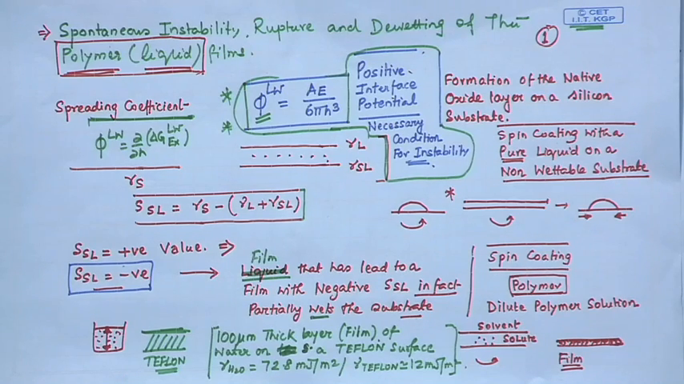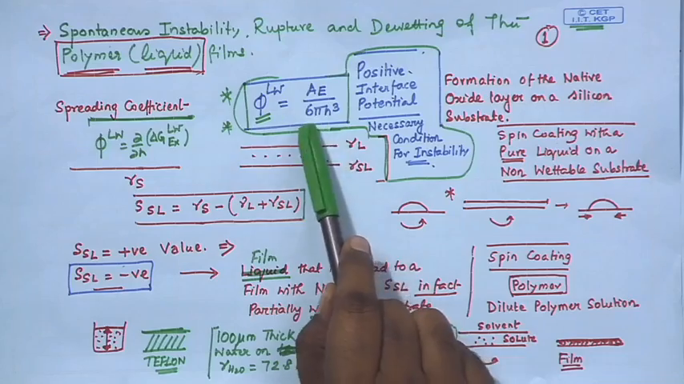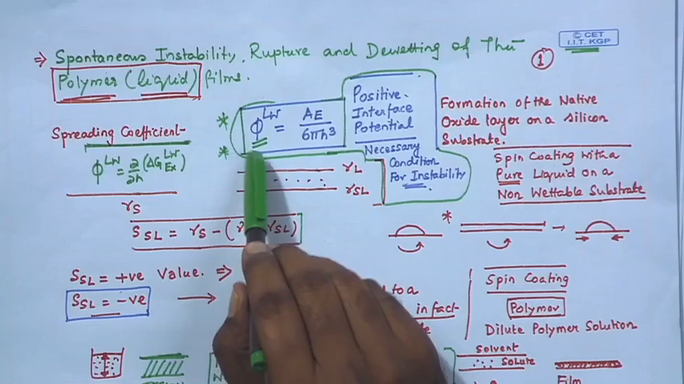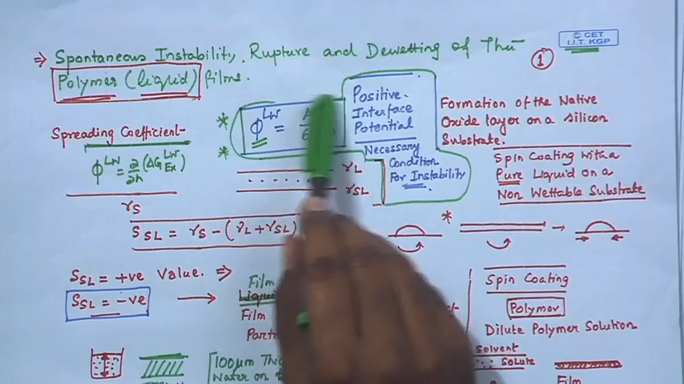Advantage is, and that becomes positive only when your Hamaker constant, the effective Hamaker constant, is also positive, because this particular term 6 pi h cube is always going to be positive, and therefore, the effective interface potential will be positive only when the Hamaker constant is positive.